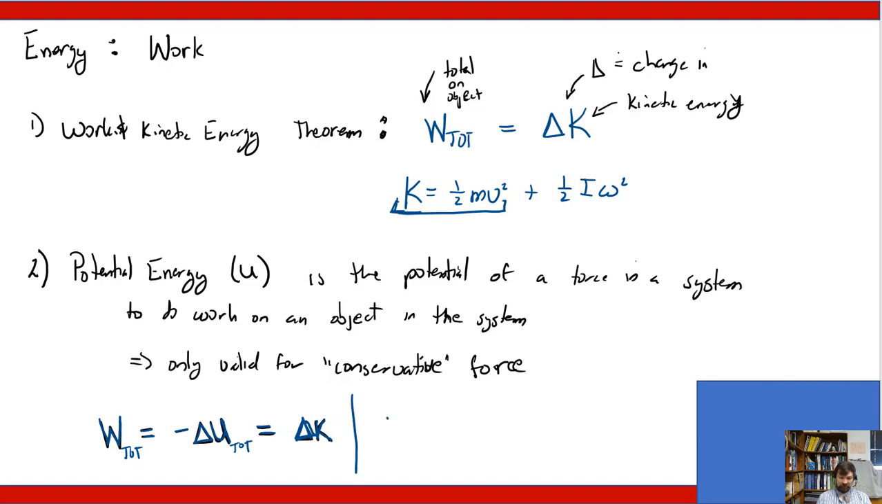But for an individual conservative force, that would be the change in potential energy associated with that individual conservative force.